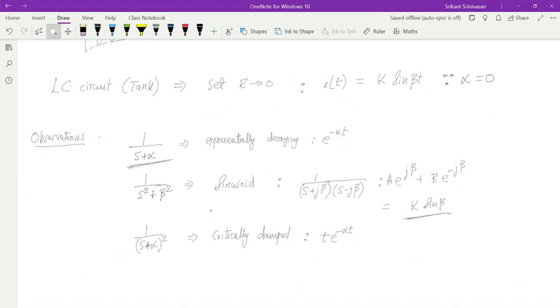So this is a simple case where I have multiple poles. This could be of the type 1 by (s plus alpha)(s plus beta). Then I have a response of the form a e power minus alpha t plus b e power minus beta t. So if alpha and beta are different, then I have two exponential functions. If alpha and beta are the same, then it becomes (s plus alpha) squared, and that gives me t times e power minus alpha t.